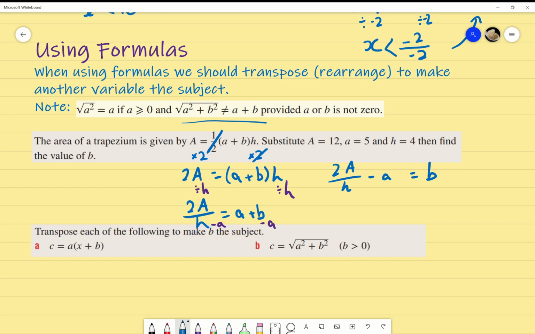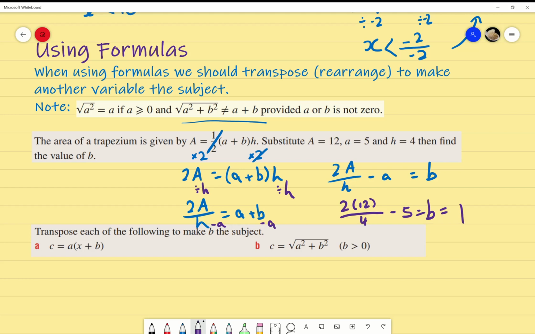Now that I've done that, I can just substitute the numbers in and not have to rearrange it. I could say, okay, well, A is 12, so 2 times 12, over h, which is 4, minus 5, gives me b. I know 2 times 12 is 24, divided by 4 is 6, minus 5 is 1.